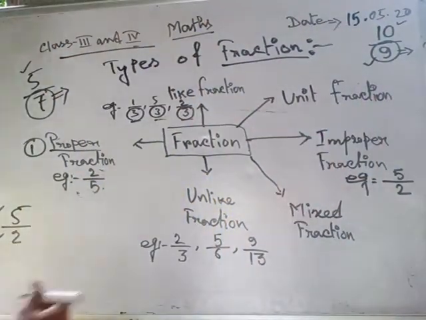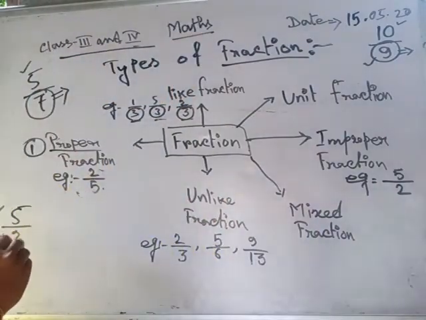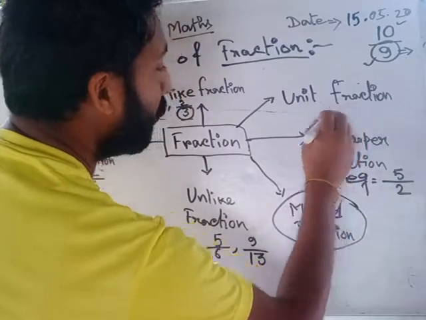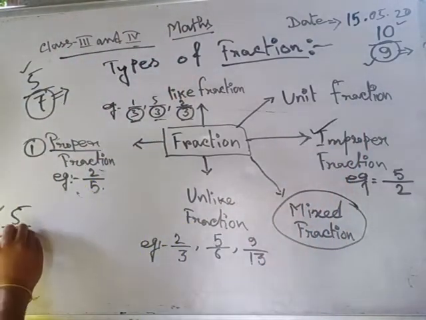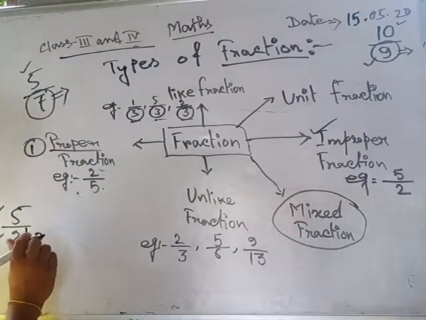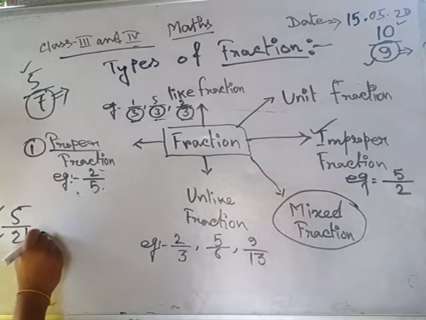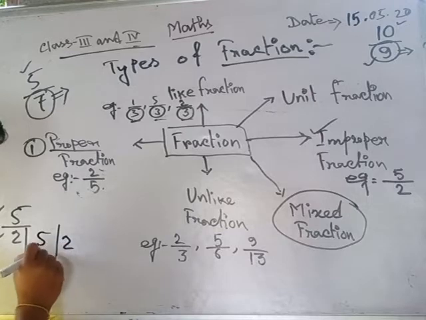Okay. Mixed fraction. A mixed fraction comes out from an improper fraction. If it is an improper fraction, we can divide it. 2 2s are 4.